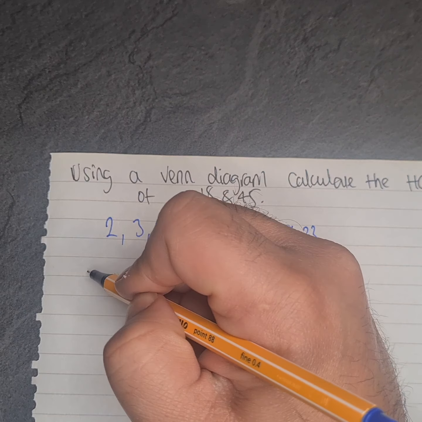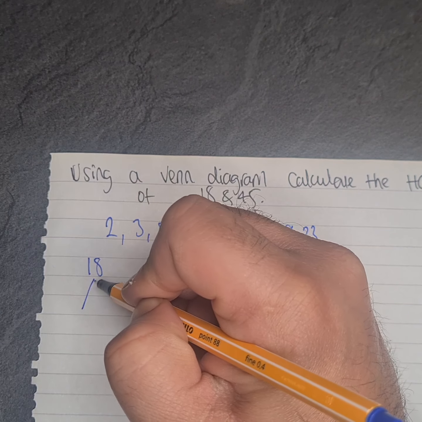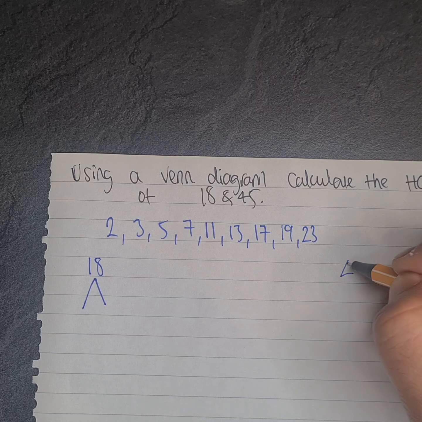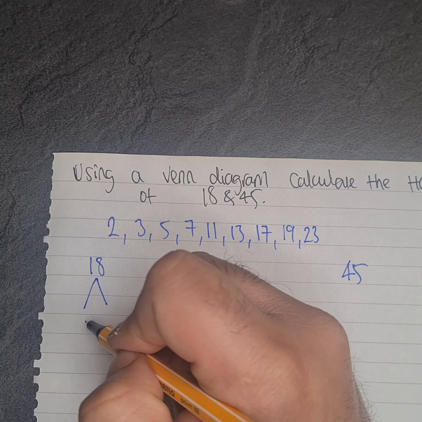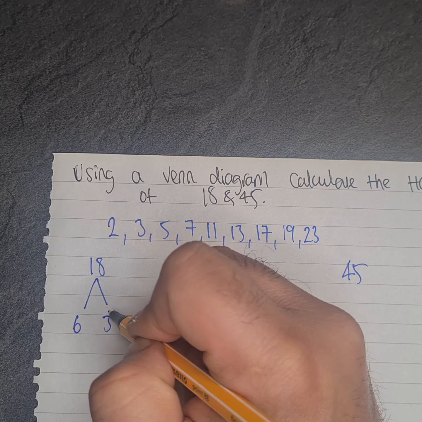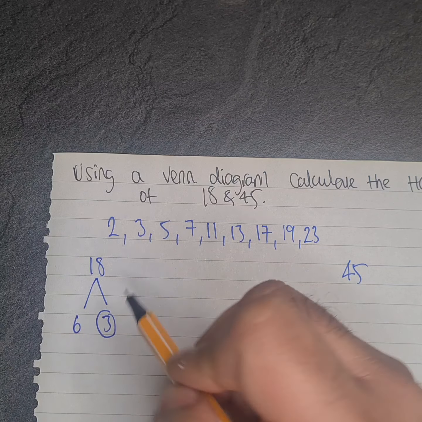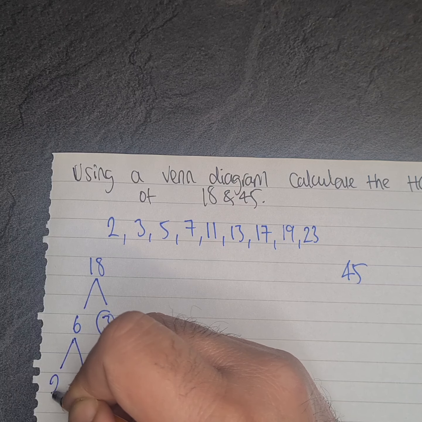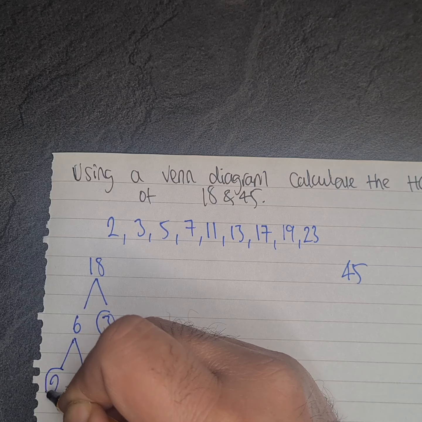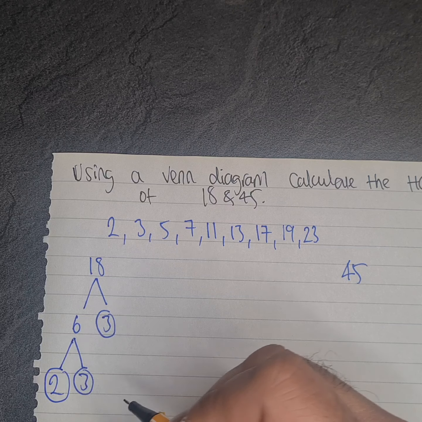So now if I draw my prime factor trees for 18 and 45, if I can show you, so 18, two numbers that multiply together, well, 6 and 3. 3 is a prime number because look, it's there. And then 6 isn't, so 2 and 3. And I circle them, okay?